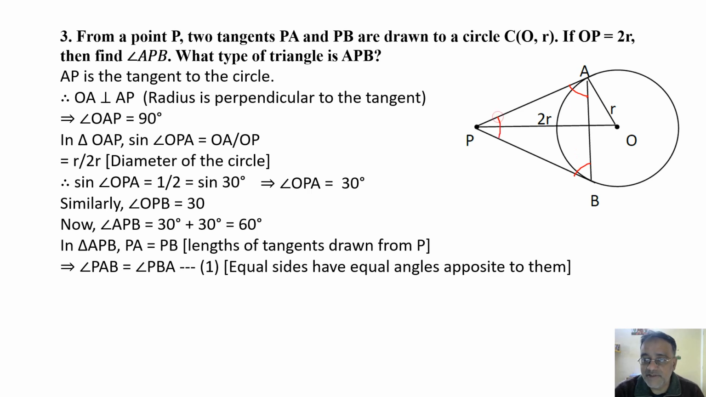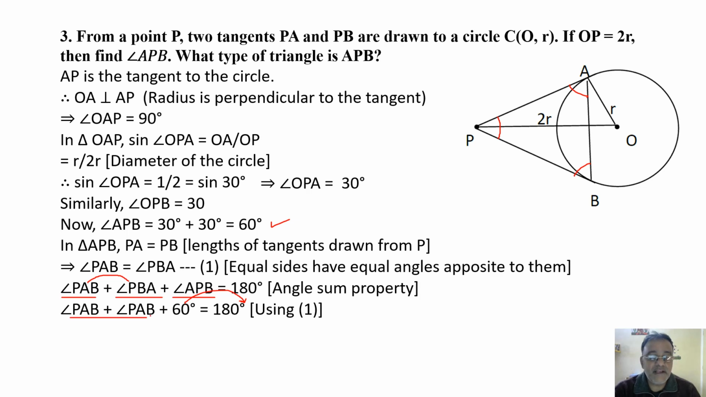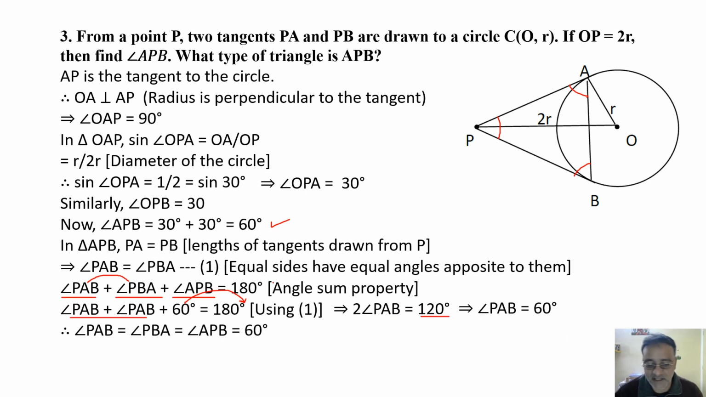Now what is the sum of all these three angles? 180 degrees, by the angle sum property of a triangle. Now look carefully, these two angles are equal. So I am going to replace this angle with this one, and this we have already calculated, it is 60 degrees. Shifting 60 here makes 120, and this will be 2 times. So 2 times angle PAB is equal to 120, so angle PAB is equal to 60 degrees. So all three angles are 60 degrees. So APB is which triangle? Equilateral triangle, right?